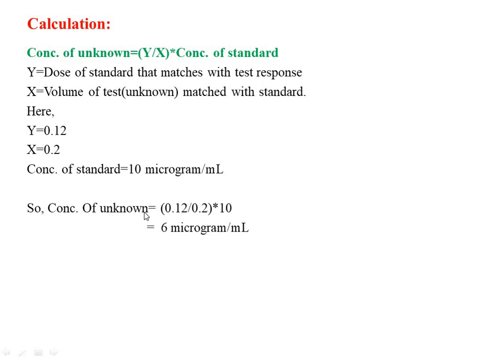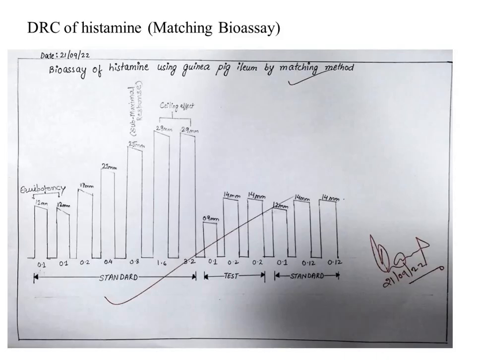So the concentration of unknown solution of histamine is 0.12, which means dose of standard, divided by x, which is volume of test. It is 0.2 into 10, and after solving, we will get 6 microgram per ml, because the unit of standard is 10 microgram per ml. So here we will get 6 microgram per ml. So this is the simple method.